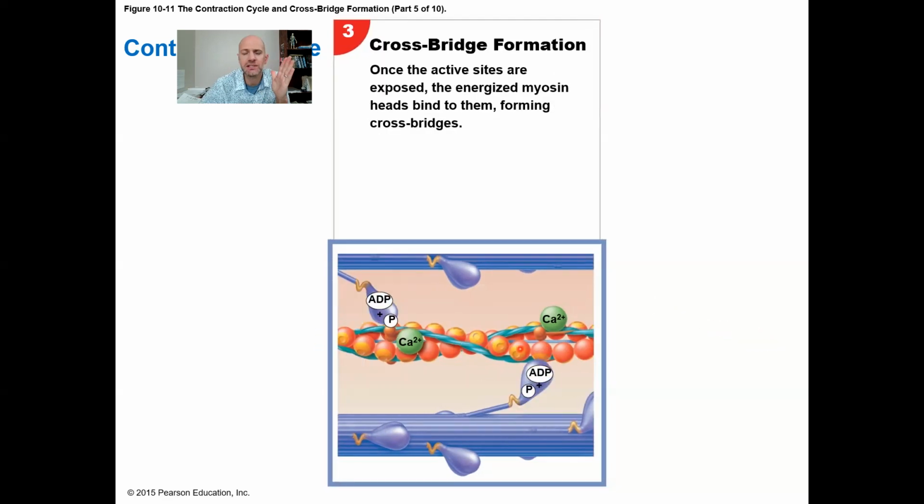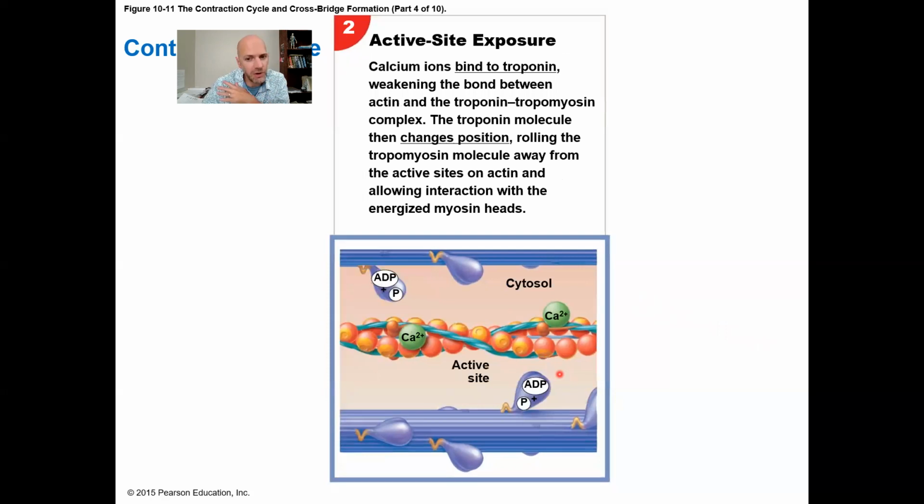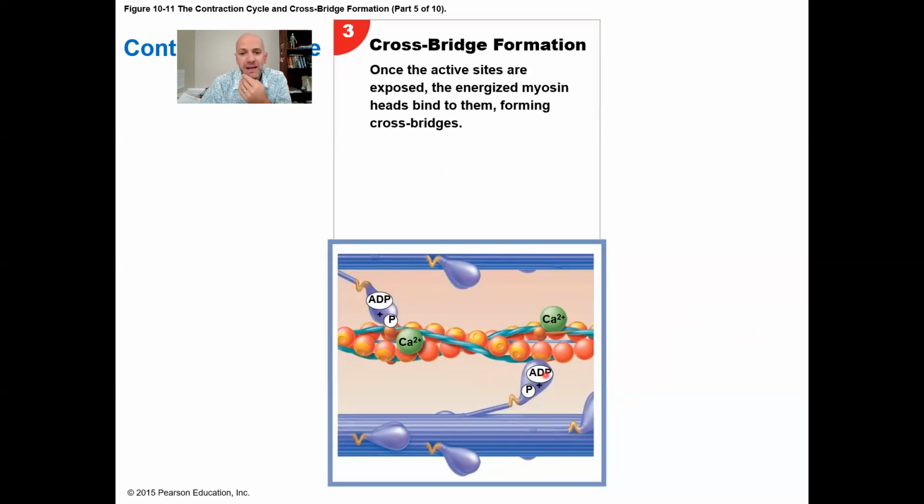The power stroke is the head of the myosin bending, like this, or cocking. And that's where the myosin is doing what it knows how to do best, and that is to grab a hold of actin and then change conformation. So again, the cross bridge happens here. The binding of myosin to the actin causes a movement. So here, binding causes movement.